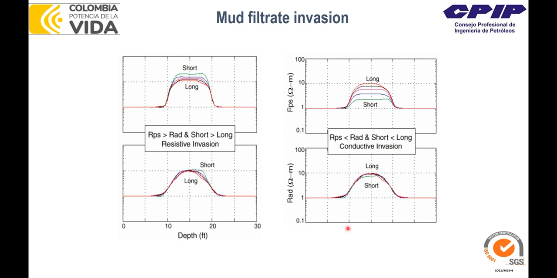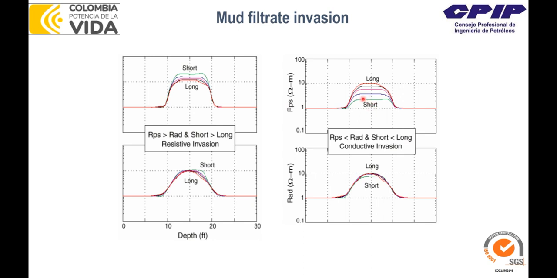And vice versa with the conductive invasion. The resistivity of the phase shift curves will read less than the resistivity of the attenuation curves. And the short spacing curves will read less than the long spacing curves. That's the conductive invasion. Like here, see? And this again makes perfect sense. So let's see, we have a conductive water-based mud filling the formation, and it's showing low resistivity on the short curves. And once you go deeper into the formation, the effect is less, and we start to read more of the resistive fluid which is located inside of the formation.